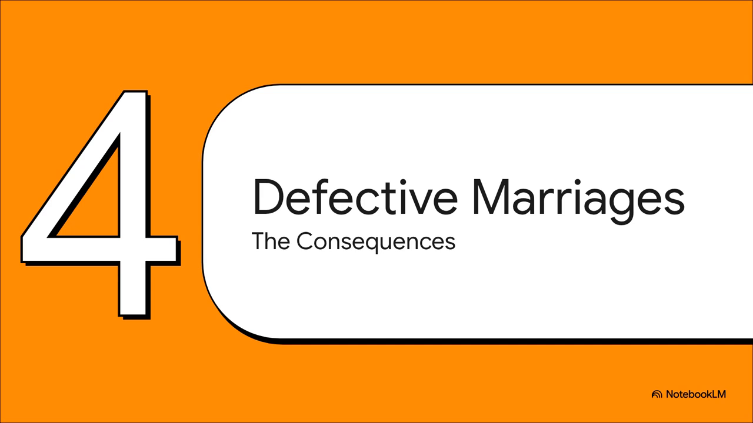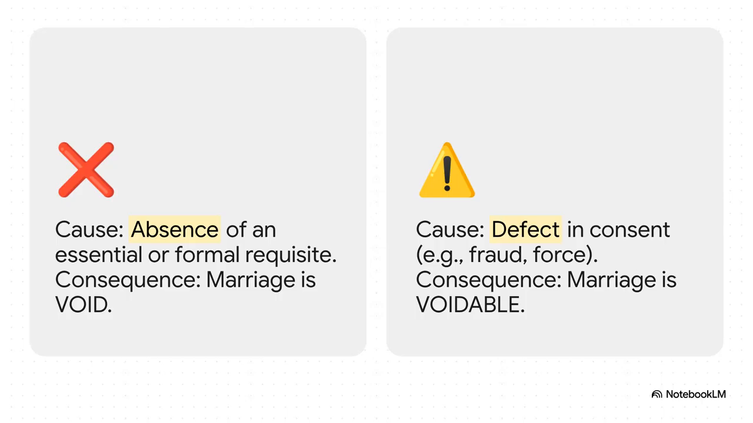So, what happens when you don't follow the legal blueprint correctly? Well, then you end up with what we call defective marriages. Think of these as construction defects in the legal structure. And each type of flaw has a very specific legal consequence. This slide boils it down perfectly. If you're completely missing a key ingredient, an essential requisite like consent, or a formal one like a license, the marriage is void. It's a total nullity. But if all the ingredients are there, but one of them is flawed, like your consent was a result of fraud or force, the marriage is voidable. It's actually valid, but it can be canceled.